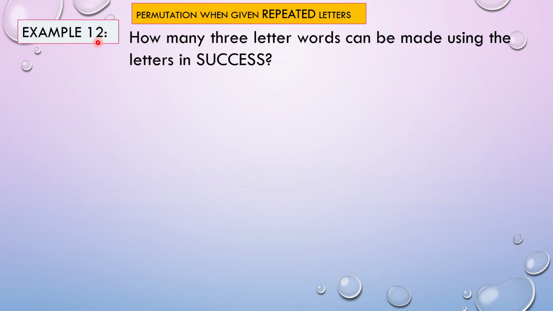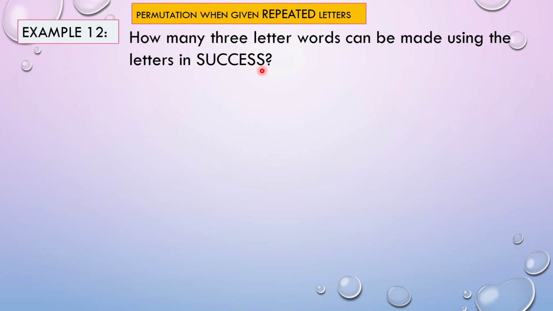Example 12. How many 3-letter words can be made using the letters in success? Now, here if you see the word success, you have 2 C and 3 S's. Now we are not going to arrange all the letters. If we want to arrange all the letters, then you can refer to example 11. But here we are going to choose just 3 letters to form the word. So it is a bit different from what we have seen in example 11.